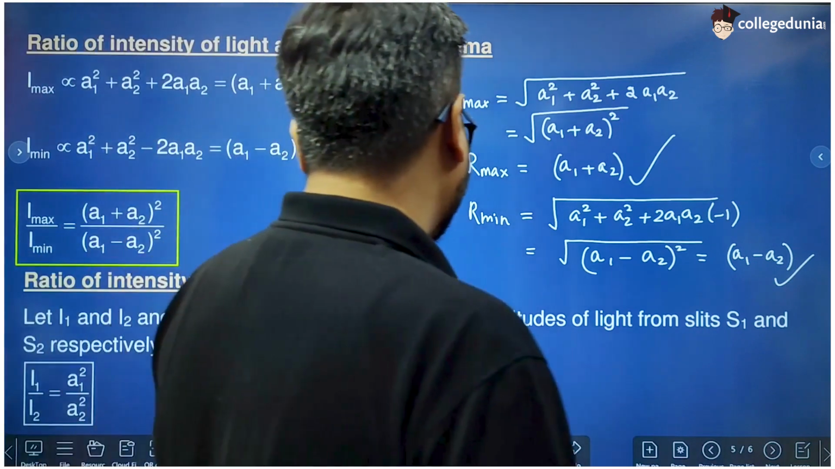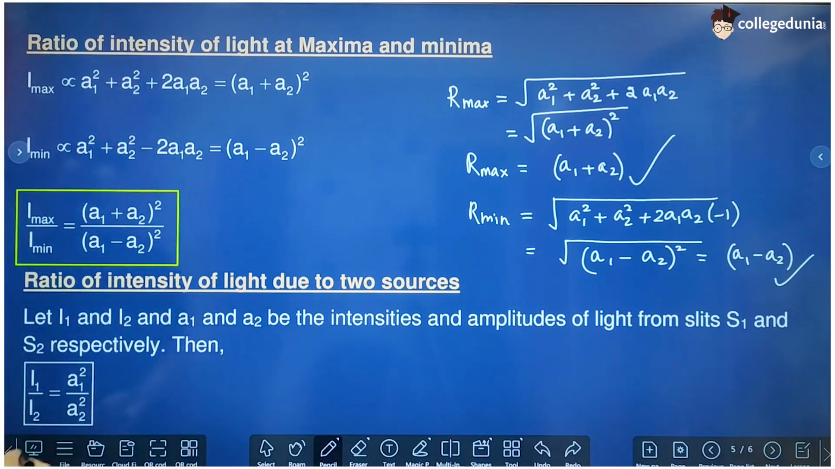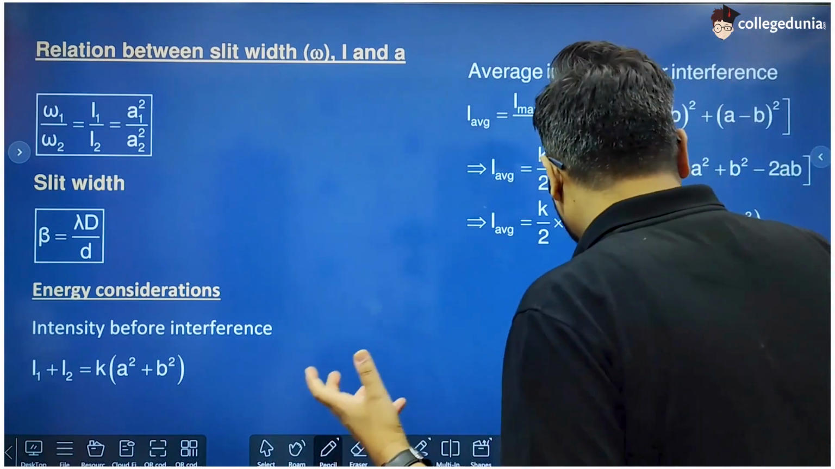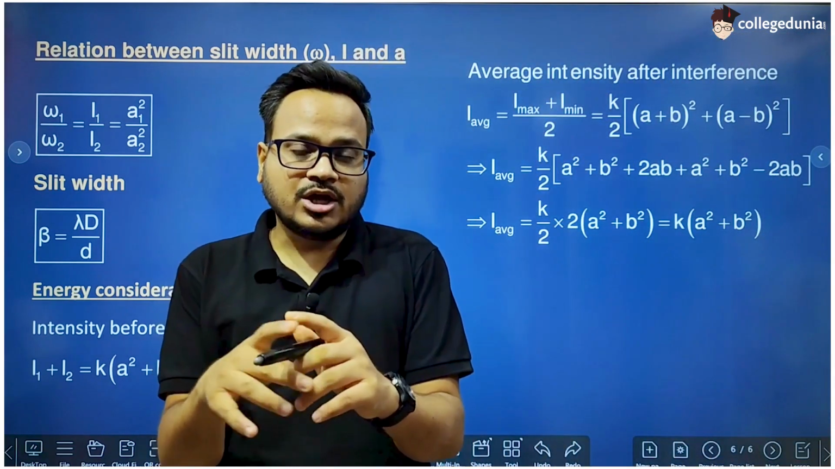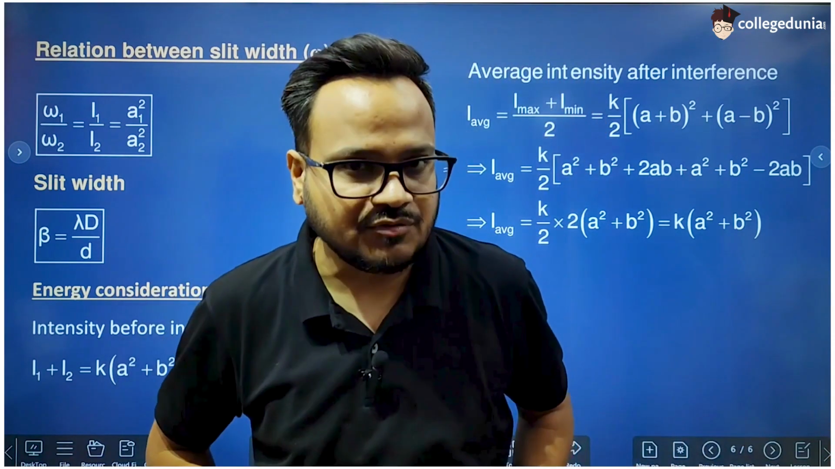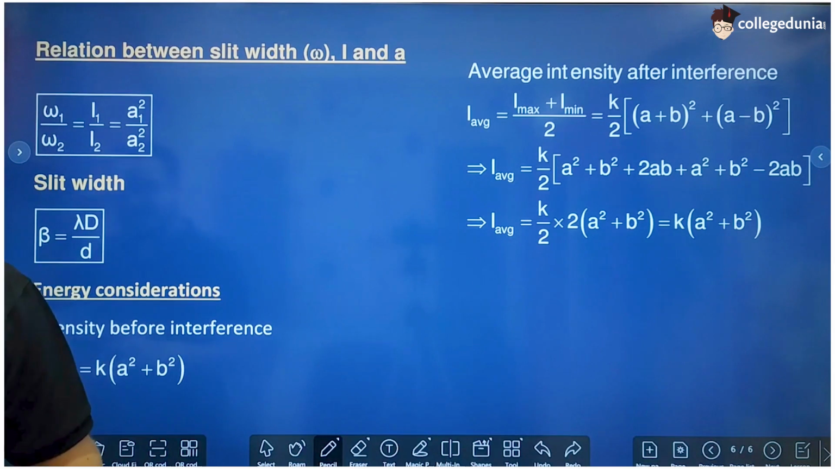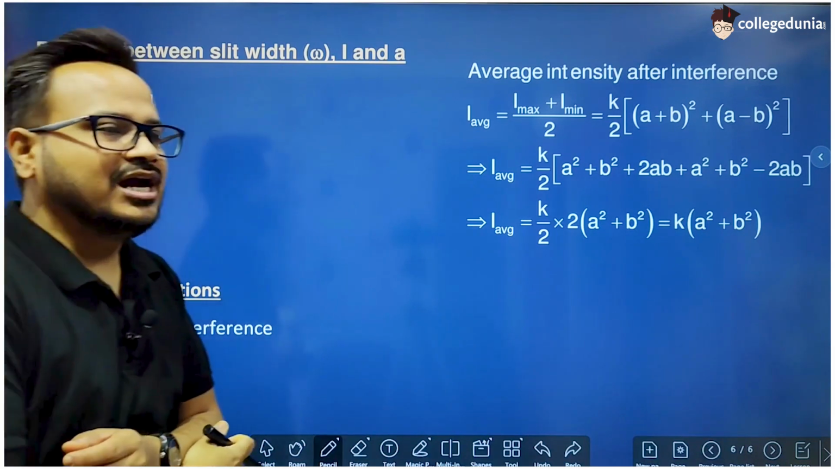Ratio of intensity of light due to two sources. Obviously, their ratios of intensities are I1 by I2 equal to A1 square by A2 square. Right? The ratio of the squares of their amplitudes. And the intensity ratio is obviously directly proportional to the slit width. If the slit width is more, then obviously more light is going to enter through that slit. So intensity of the light is directly proportional to slit width. It is also directly proportional to the square of the amplitude. So combining all these, we will get W1 by W2, which is the ratio of the slit widths, is I1 by I2 is equal to A1 square by A2 square.